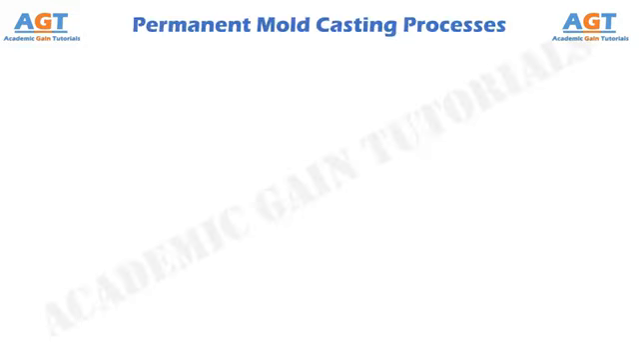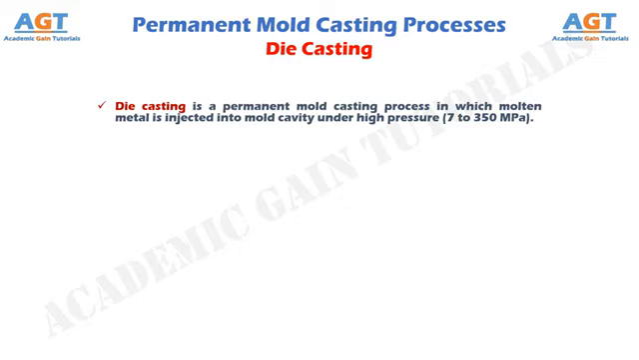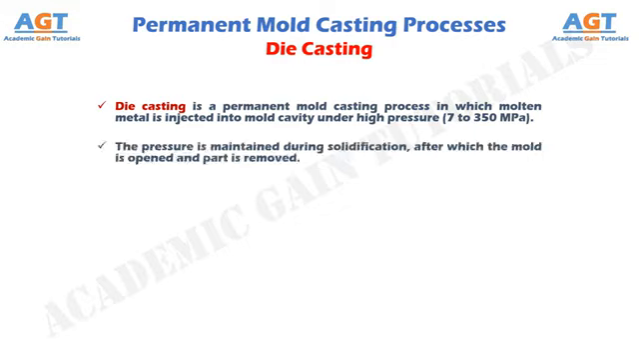So, into the topic. Die casting. Die casting is a permanent mold casting process, in which molten metal is injected into mold cavity under high pressure at about 7 to 350 megapascals. The pressure is maintained during solidification, after which the mold is opened and part is removed.